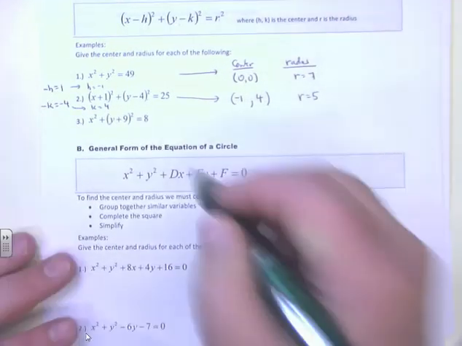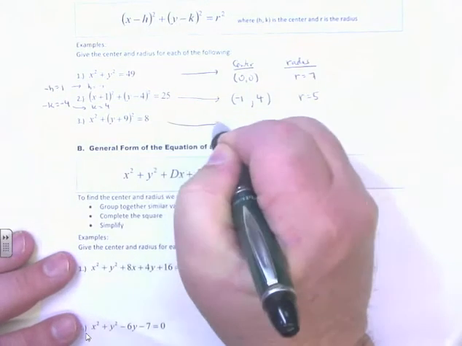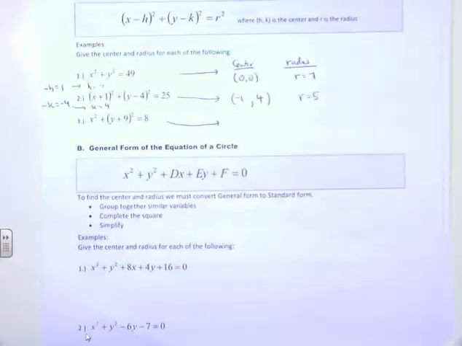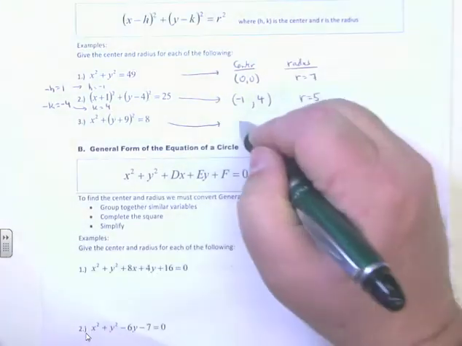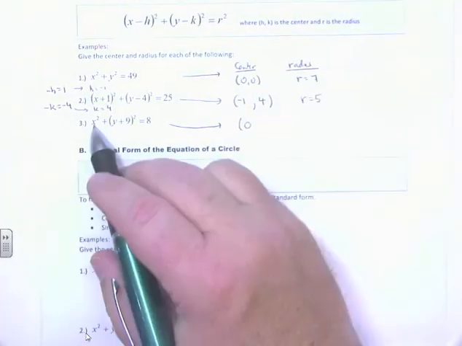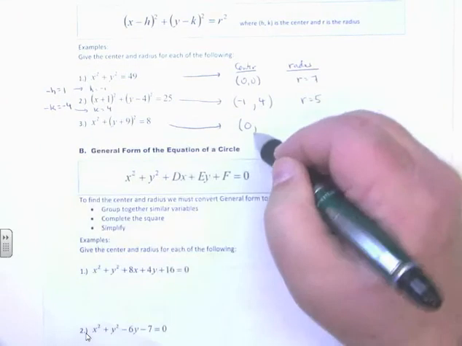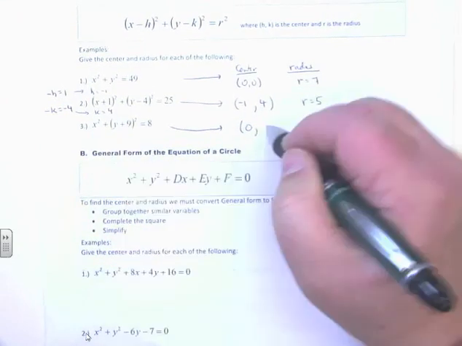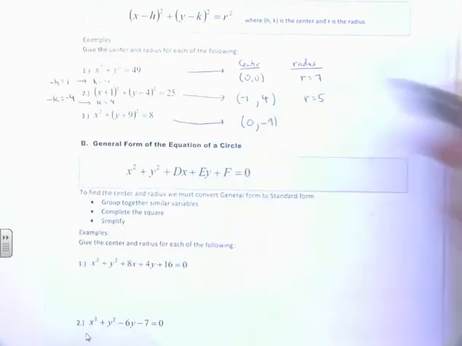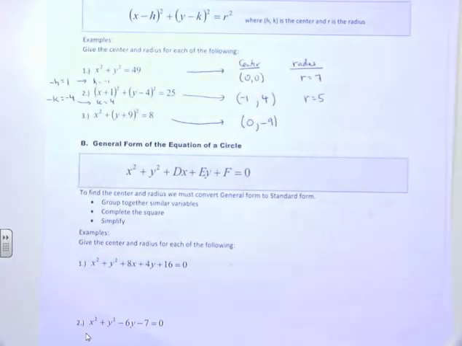Give me the answer to number 3. X squared plus y plus 9 quantity squared equals 8. Outstanding. 0, because there's nothing inside my square, that's 0. And I see a +9, so you take the opposite, be -9. So my center is 0, -9. What's my radius?